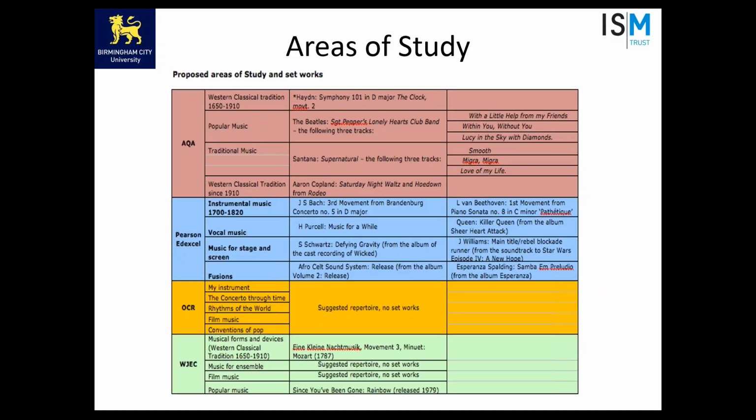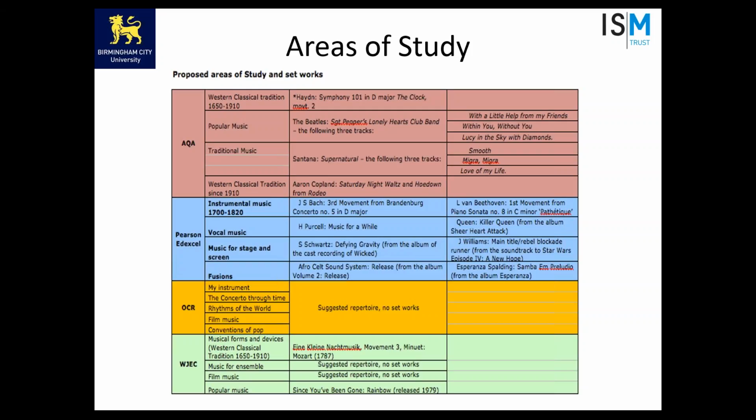So as you can see from these, in terms of the AQA, they've gone for the 4 which are listed: the Western classical tradition since 1910, the Western classical tradition 1650 to 1910, popular music and traditional music. And one of the key differences about the specifications is the extent to which they have chosen or not chosen to incorporate set works. So with the AQA, you can see that under each of the areas, they've got some set works listed, including, for example, as the Daily Mail picked up, 3 Beatles songs, amongst other things.